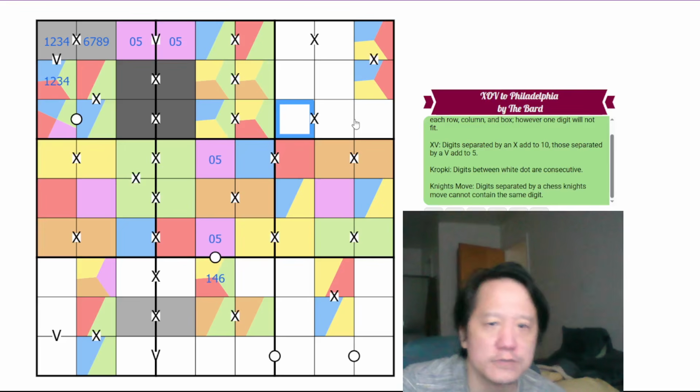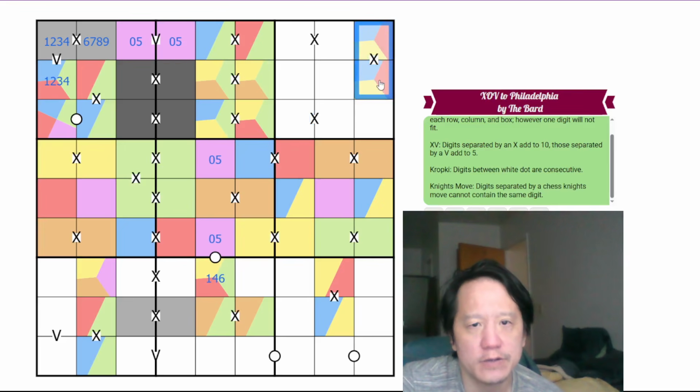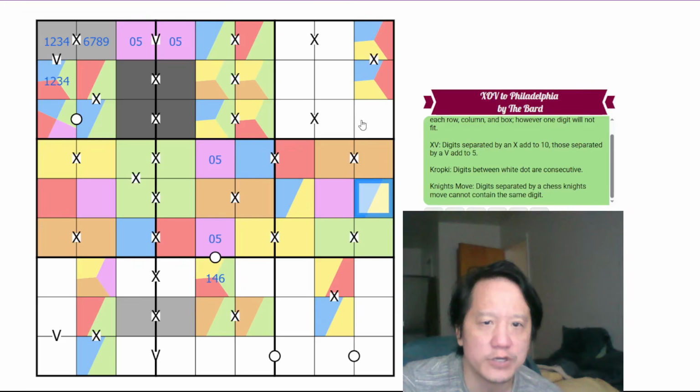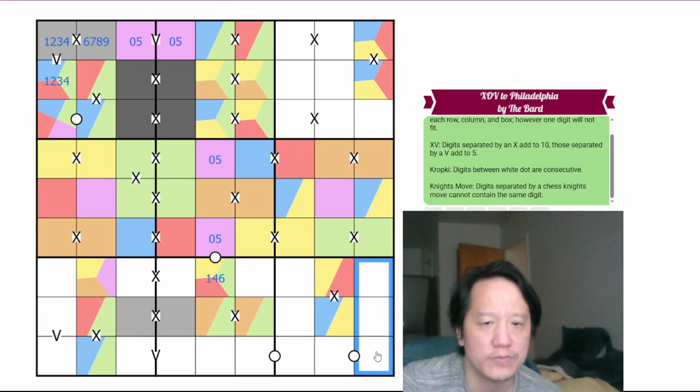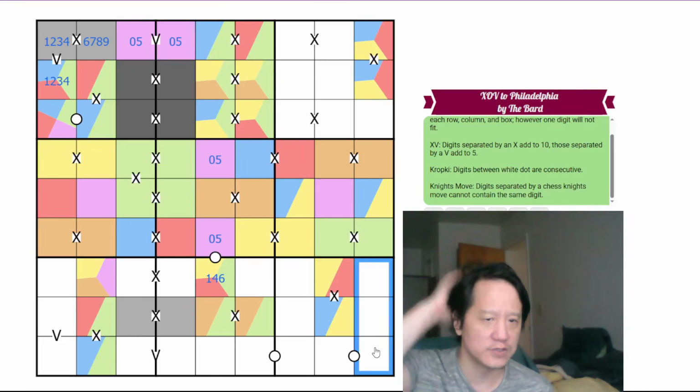One thing we know, so either this is blue and red, which would make that yellow, or this is both yellow, which would make that a blue. So we cannot have this specific yellow in the rest of the box, in the rest of the column. We can't have blue in the rest of this column. But that doesn't really tell us very much.